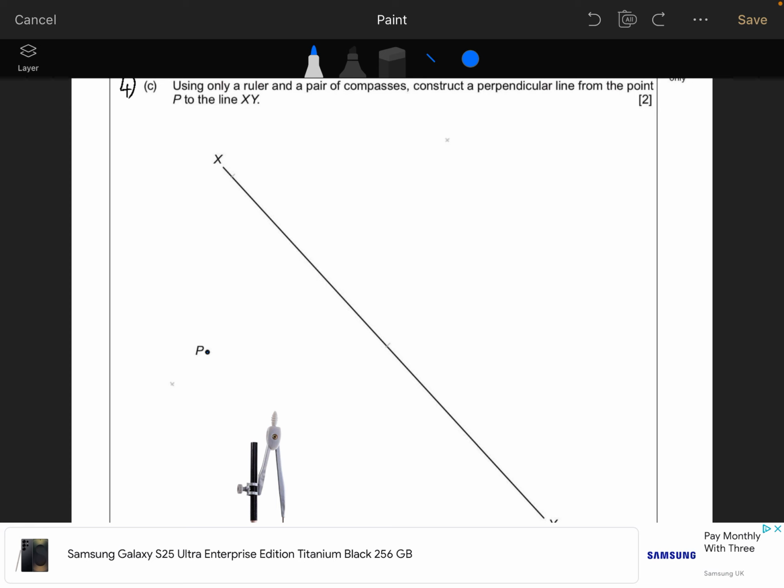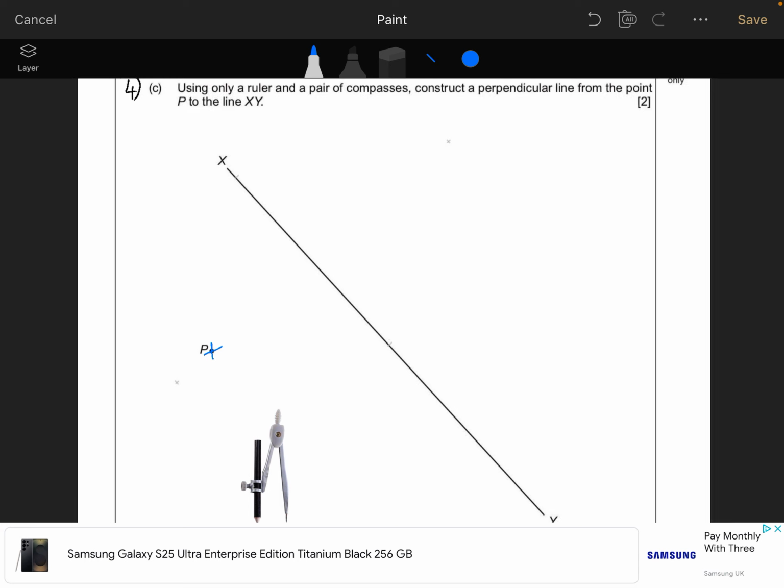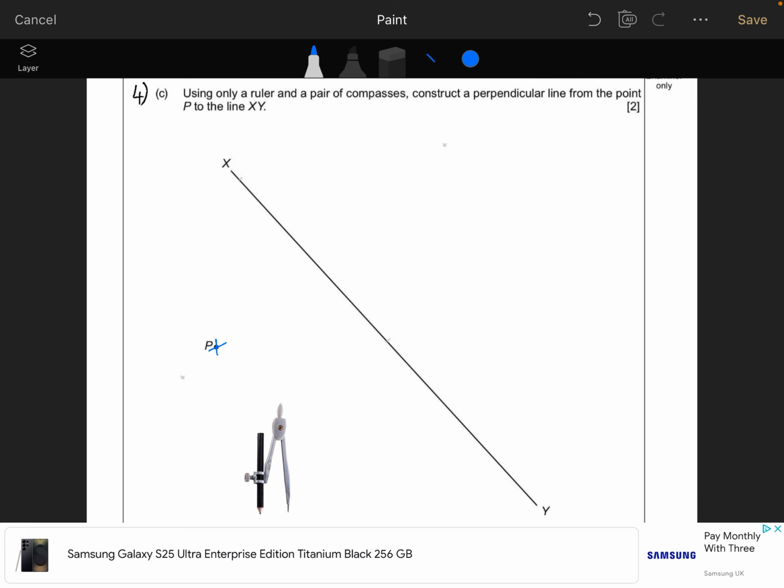So I put my compass first of all on P and I stretch it probably towards X but not quite hitting X, just a bit short. I've got an arc there and I'm going to then also turn it round and continue that arc, and I'm going to cut through here, something like that. So I've now constructed 2 points that are the same distance from P on that line.